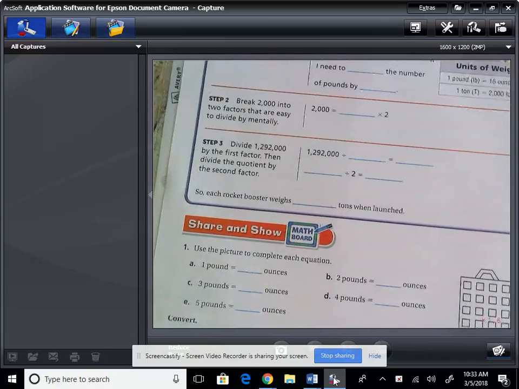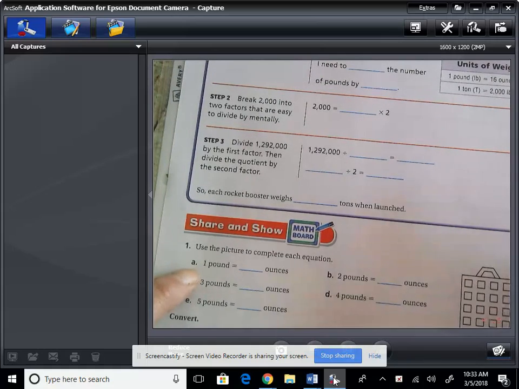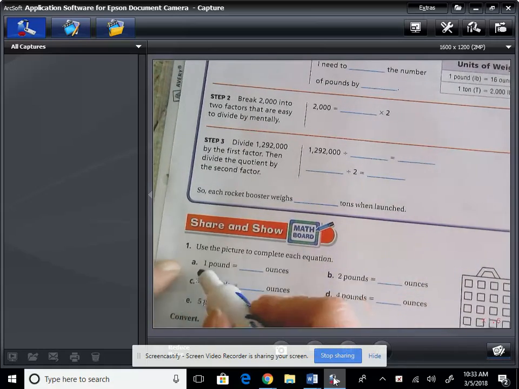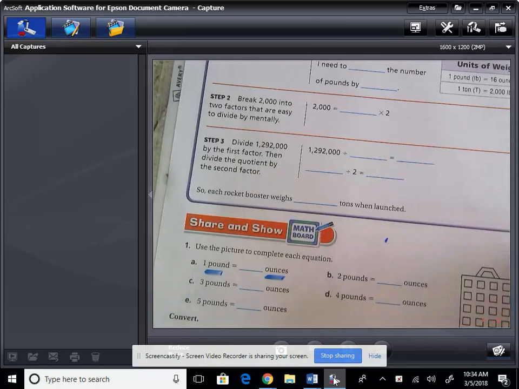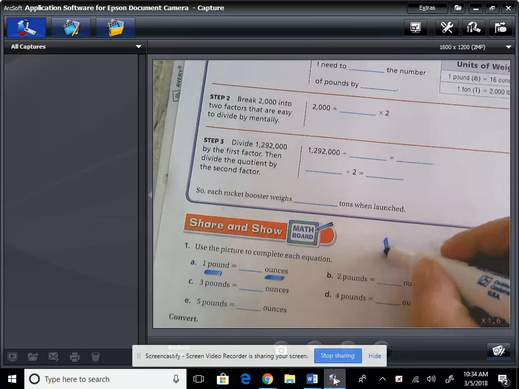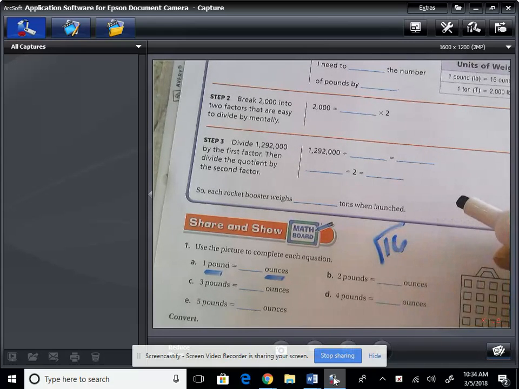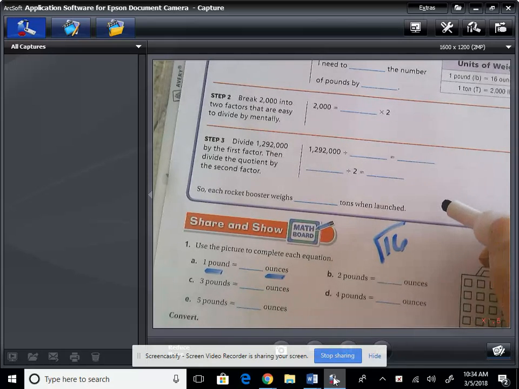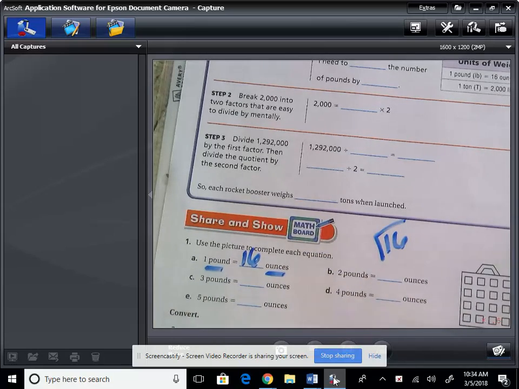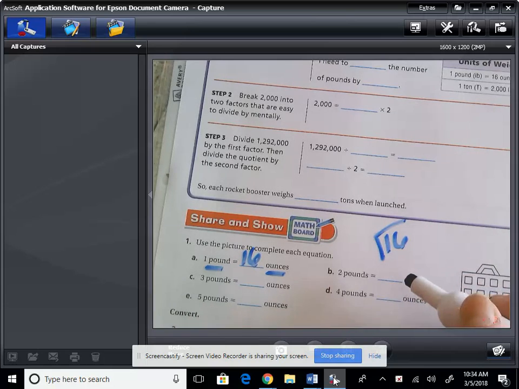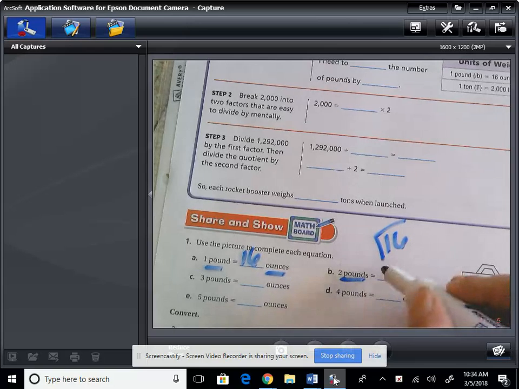So use the picture to help us. 1 pound equals how many ounces? So pounds to ounces, I'm going larger to smaller, so I'm multiplying. 1 pound times 16 ounces, so I'm doing 16 times 1 equals 16 ounces. If I did 2 pounds, going larger to smaller, we're multiplying. So 16 times 2 is 32.